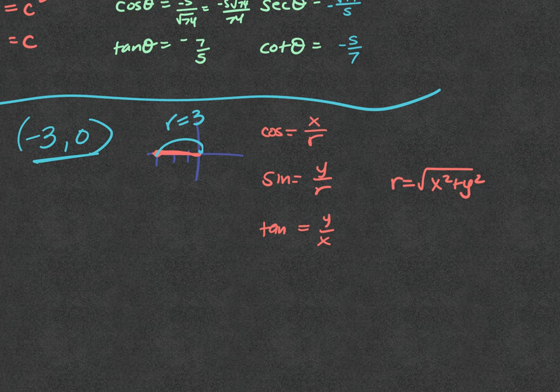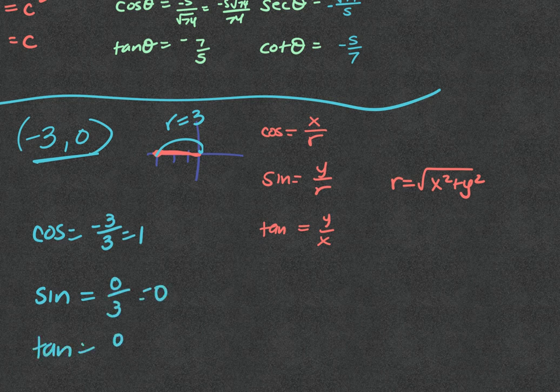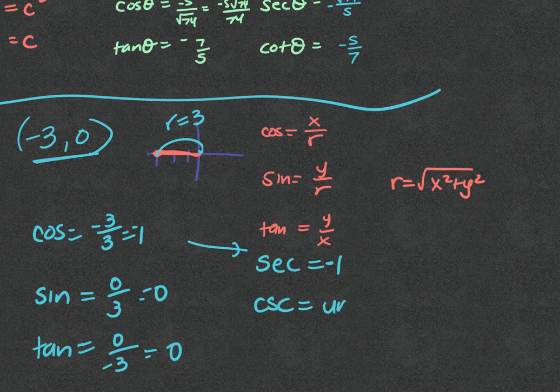There's no way to set up a triangle there. So you'd have to do cosine is negative 3 over 3, which is negative 1. Sine is 0 over 3, which is 0. Tan is 0 over negative 3, which is 0. And then we flip it to get the secant, which should be negative 1, sorry. Negative 1. Cosecant would be undefined because that's the reciprocal of 0. And cotangent would be undefined because that's the reciprocal of 0 again.